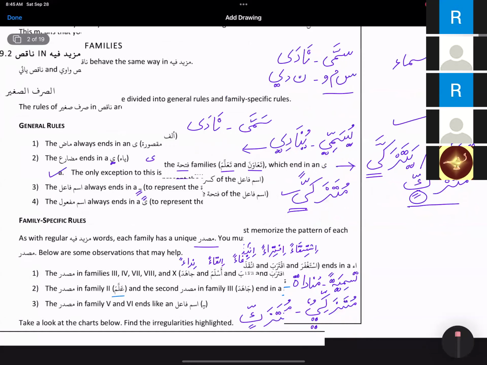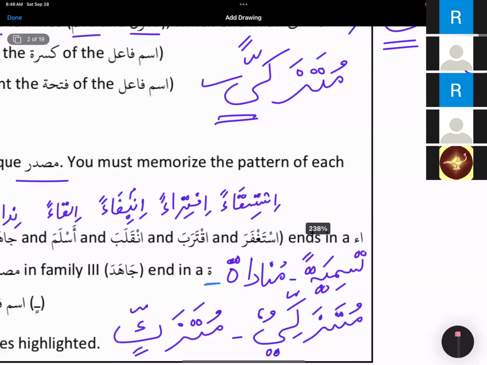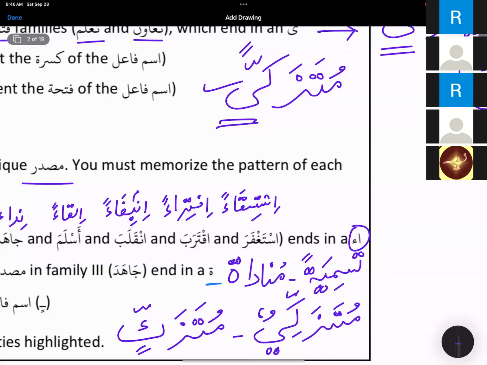Now family specific rules. As with regular mazid fihi words, each family has a unique masdar, and you must memorize the pattern of each masdar. Below are our observations. The masdar in family 3, which is jahada, family 4, which is aslama, family 7, which is inqalaba, family 8, iqtaraba, and family 10, istaghfara. These families' masdar are going to end on alif mamduda, we can say. So we're going to have alif, and after alif there is going to be a hamza.